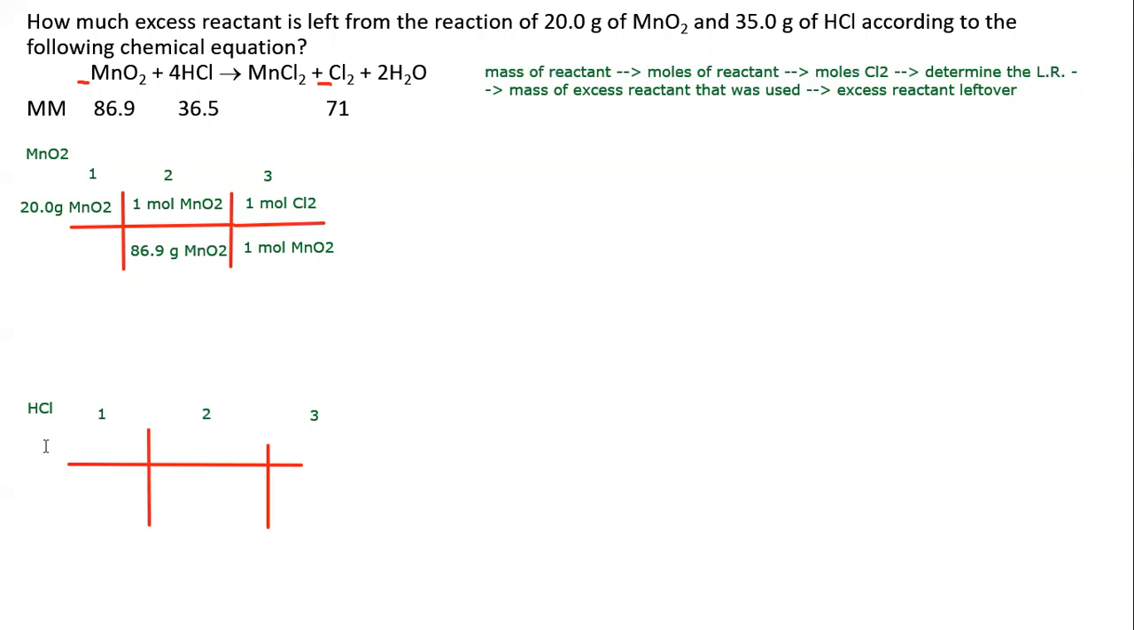Again, slot 1 is the mass of the reactant. Slot 2 is the molar mass. Again, the mass goes on the bottom. The moles go on top. And slot 3 is the mole ratio between HCl and Cl2. So in front of HCl is a 4, in front of Cl2 is a 1. So this is 4 moles of HCl. Again, the reactant is on the bottom. The product is on top.